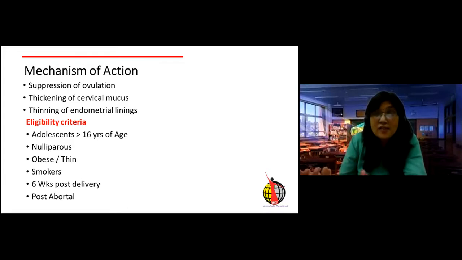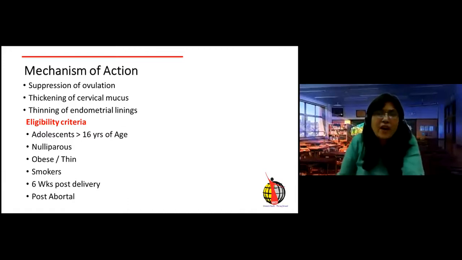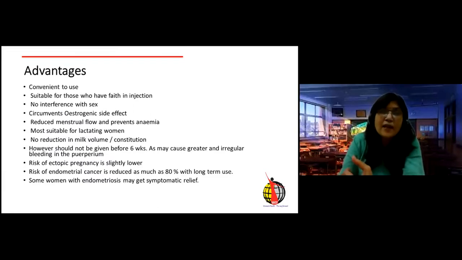Even smokers, like we do not advise the combined OC pills for smokers, but injectables, those containing progesterone, can be used. If used post delivery, you should wait for 6 weeks. Why, I'll tell you. And post abortion, immediately within the 7 days, the injectable can be advised. Advantages: convenience is one advantage. Those who have faith in injections, they find it very suitable. No interference in sex.